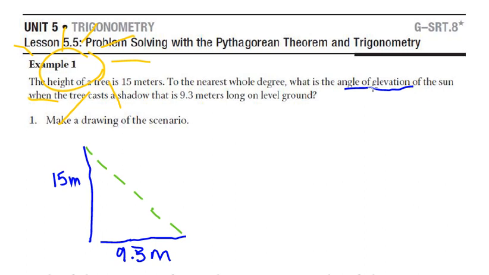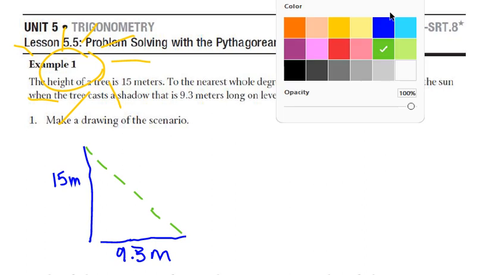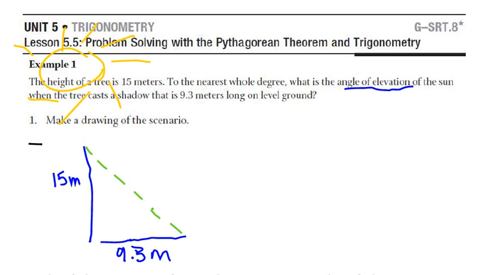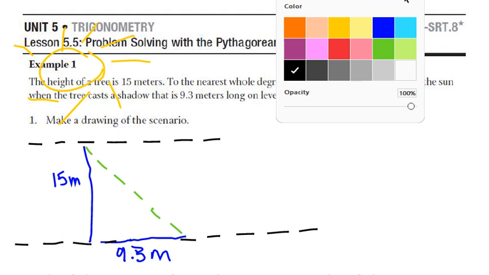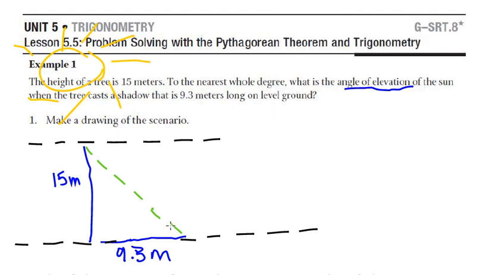So now we need to talk about the angle of elevation. There are two different angles that we're going to be talking about, the angle of elevation and the angle of depression. But basically we have parallel lines here and here. So the angle of elevation is always going to be the angle right here. It's the angle that shows from the ground, like looking up at something, what that angle degree would be. So up here is our angle of elevation.